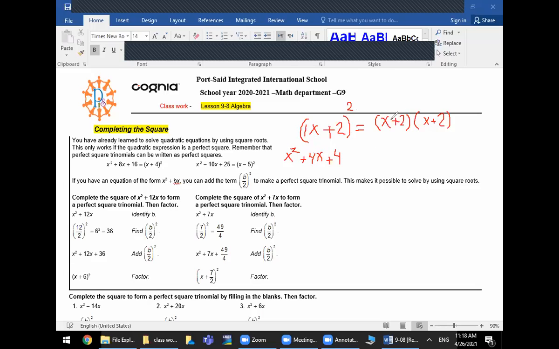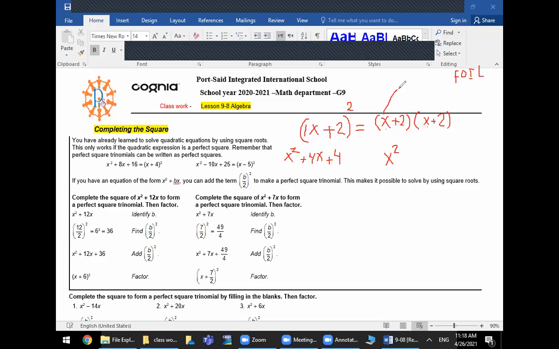We have another method to expand the two parentheses. So you have x plus 2 and x plus 2. And then we can use, did you remember, the FOIL method. So how we will multiply those two binomials together. We will multiply first, it will be x times x equals x to the power of 2.